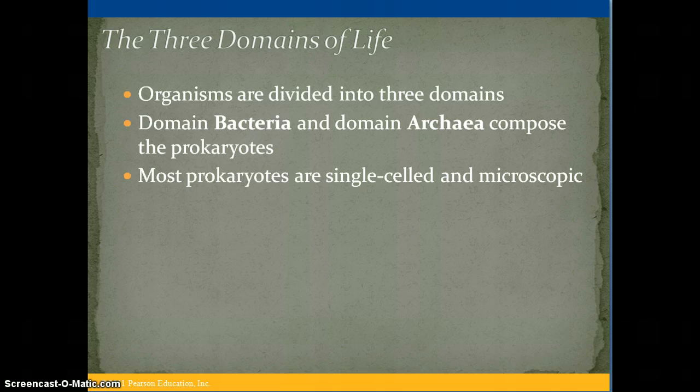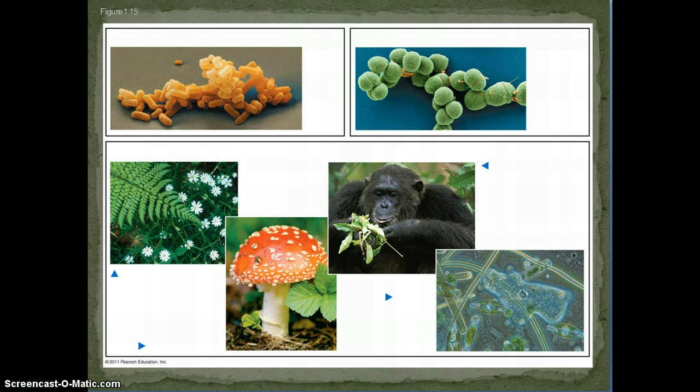Organisms are divided into 3 domains. So it's bacteria and archaea, which I'm always butchering, sorry about that. And they compose the prokaryotes. Now these are single-celled and they are microscopic. And here's an example of what they look like, blown up at the top. And then here are the 3 different domains of life.